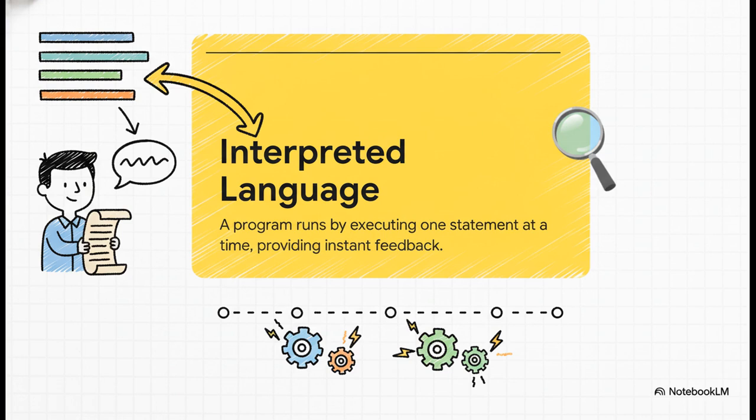Now, to get how Python works, you got to know it's an interpreted language. What that means is there's a program, the Python interpreter, that reads your code one line at a time, kind of like an actor reading a script, and it just does what it says right away. That instant feedback is exactly why it's so fantastic for beginners.